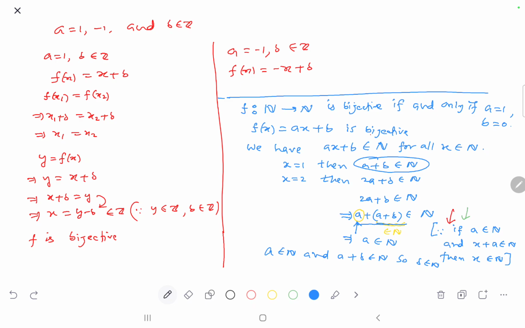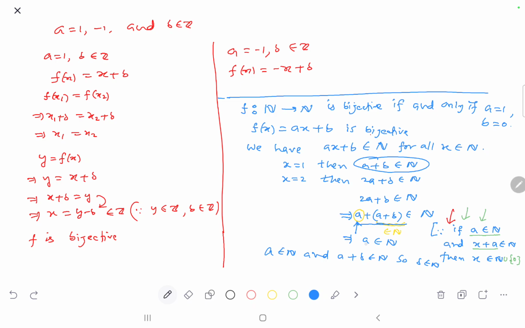Right. Okay, one thing I forgot to tell you. Why is b equal to 0? B could be 0. In this statement, we have a weak part. So if a is a natural number and x plus a is a natural number, then we can conclude here x can be 0 also. Okay? That is important.